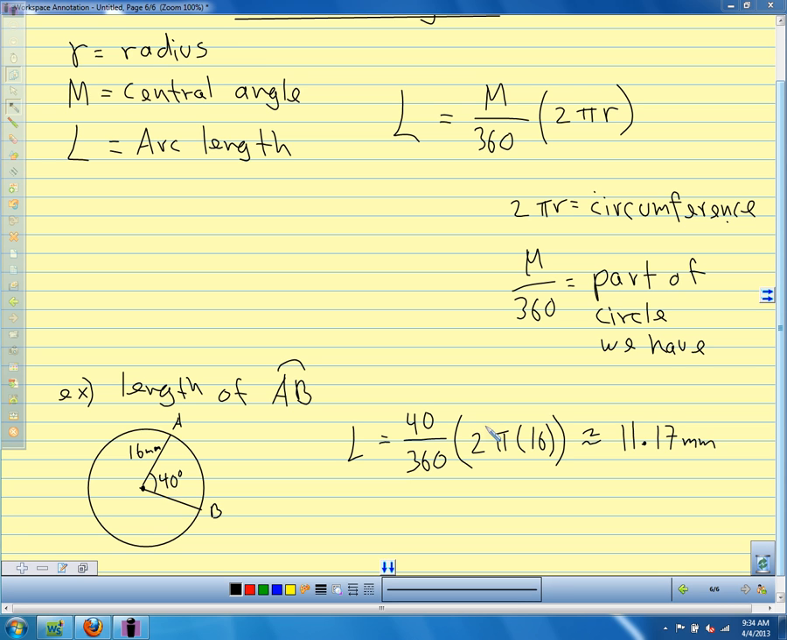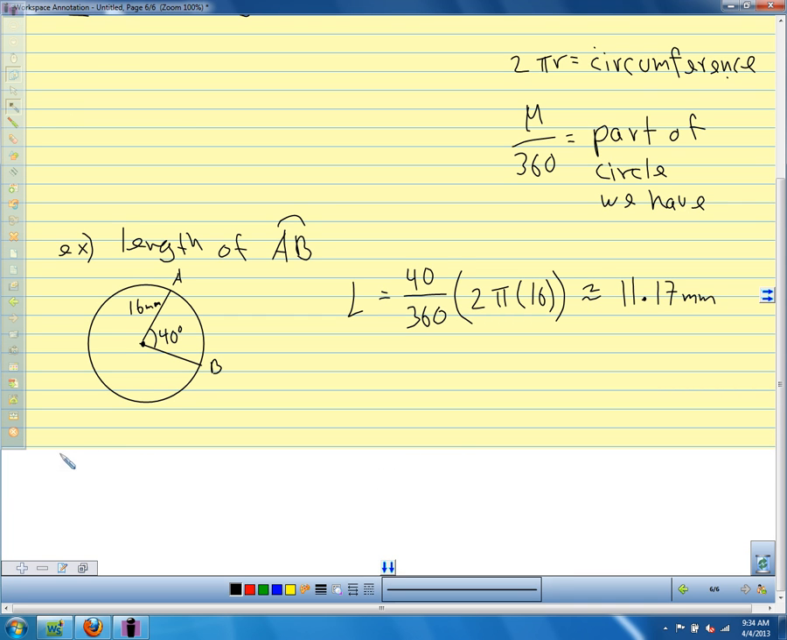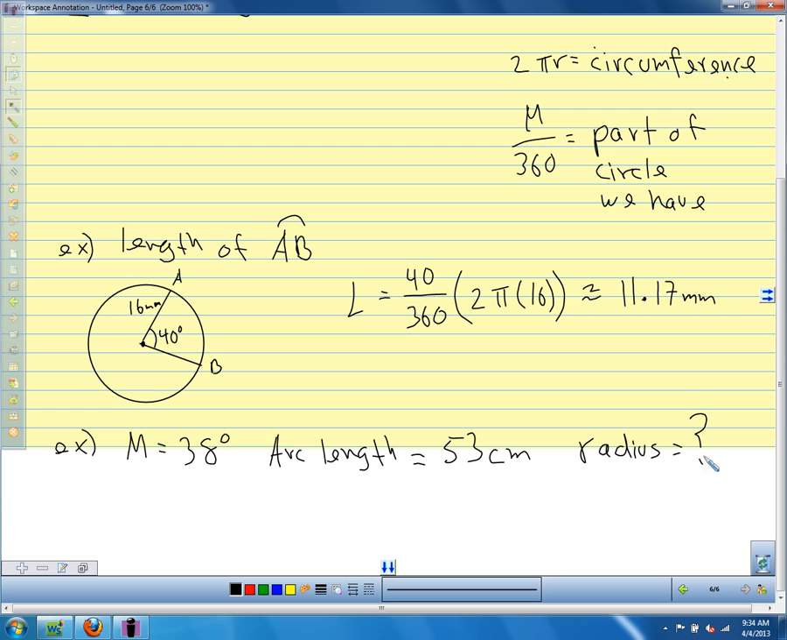Questions on that example? All right, what would we do if we had a problem that says that our central angle is 38 degrees, the arc length equals 53 centimeters, and we want to find the radius? How would I go about solving that problem? Anybody have an idea?